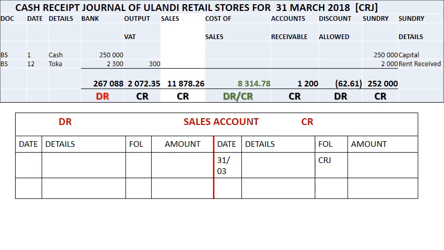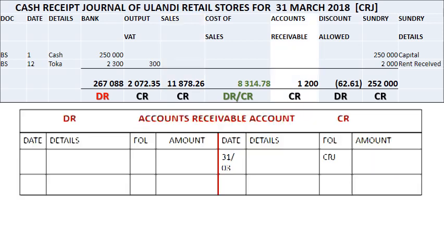Next is the sales column of the CRJ. We will show the date, the end of March. Under details, bank, folio column, CRJ, total amount as it appears in the CRJ. We move on to the accounts receivable column. We go to the accounts receivable T account. On the credit side, we reflect the date, the 1st of March. Details, bank, folio, CRJ, amount as was calculated in the CRJ column.